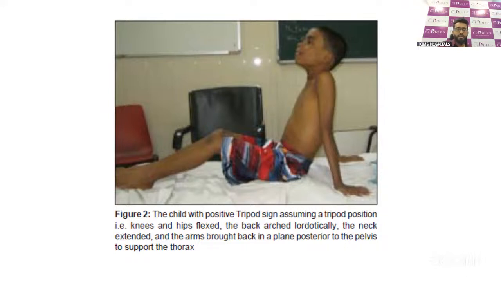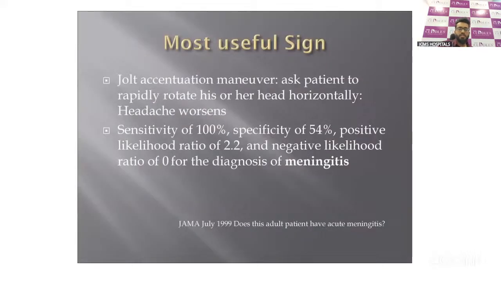So this is pretty non-specific. It's typically seen in acute epiglottitis, but can also be seen in meningitis. So this is a test I was talking about, introduced later in the late 90s. I think this is called the jolt accentuation maneuver.